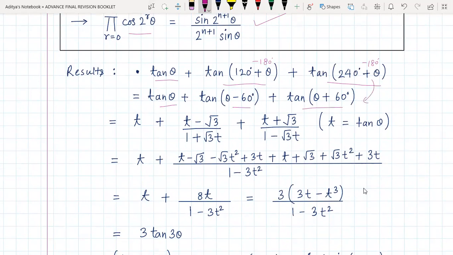Now I have simply expanded it. Tan of a minus b formula I have used, which is tan a minus tan b upon 1 plus tan a tan b. And same thing goes here. Okay, so tan of a plus b I have used. Of course, we are taking small t as tan theta.